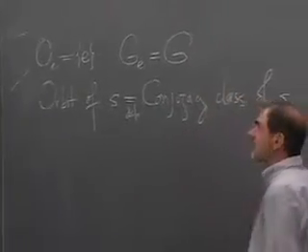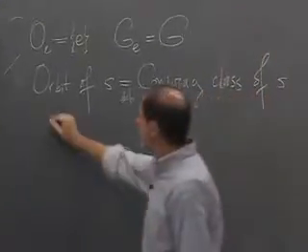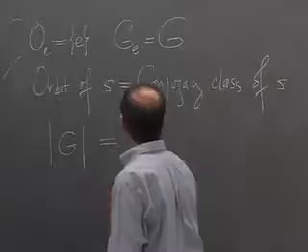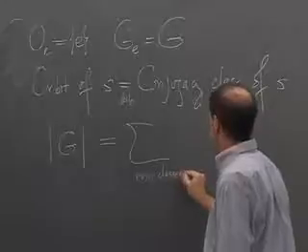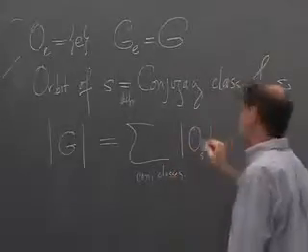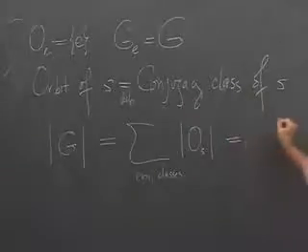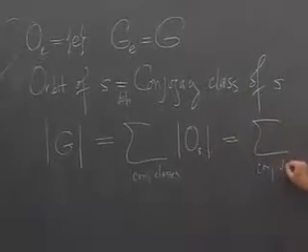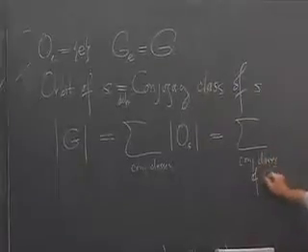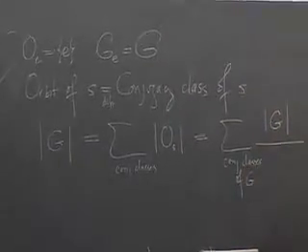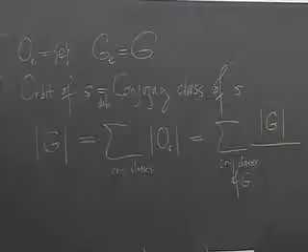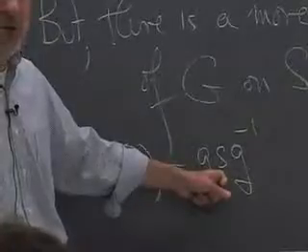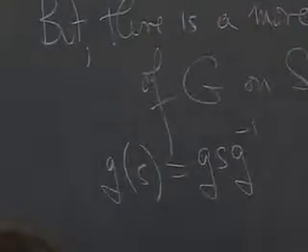And the formula we wrote before would say that the order of G is equal to the sum over the conjugacy classes of the size of the orbit of s, which can also be written as the sum over the conjugacy classes of the order of G divided by the order of the stabilizer. Now, what is the stabilizer of an element here? Well, g would fix s if g s g inverse is equal to s, which means that g commutes with s. That's called the centralizer of s.